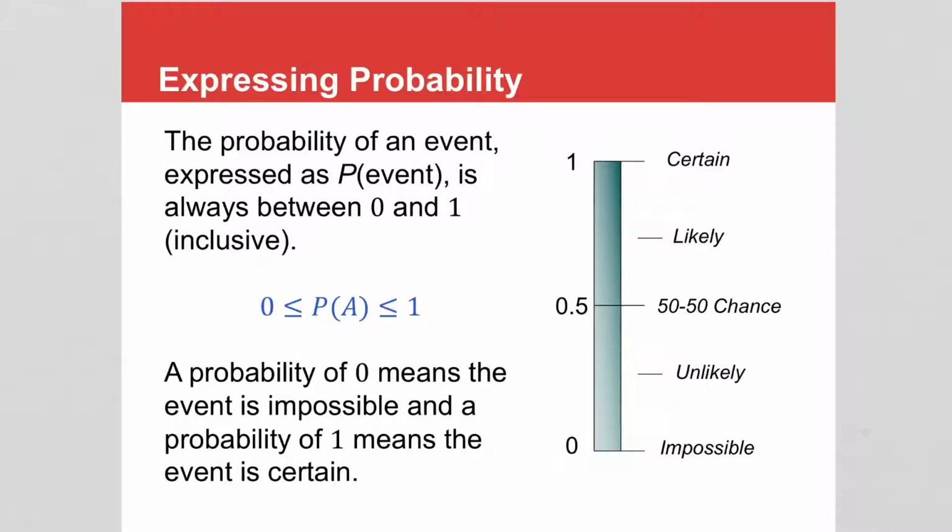The probability of an event expressed as P of the event is always between 0 and 1. And there's a reason for this, because you've got a decimal that represents a percent, and a percent will always top out at 100%. So the probability is always going to be between 0 and 100%, or as a decimal between 0 and 1.